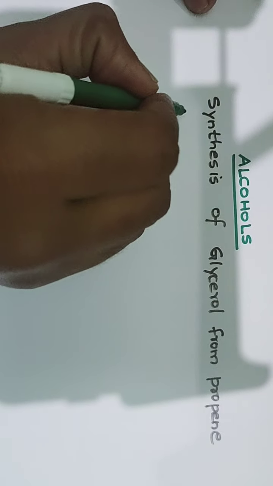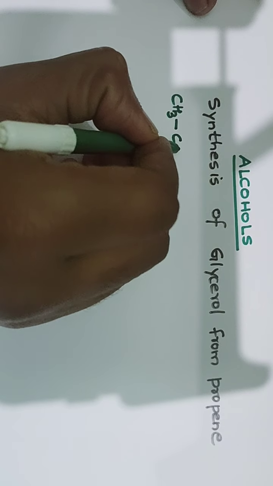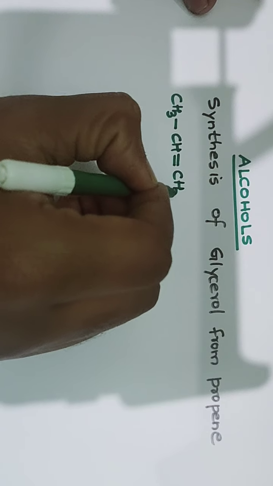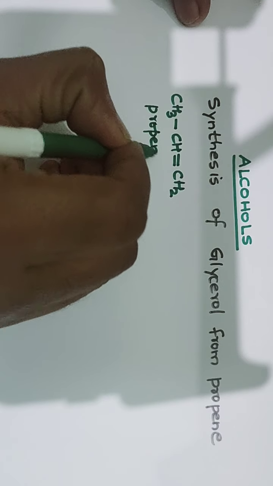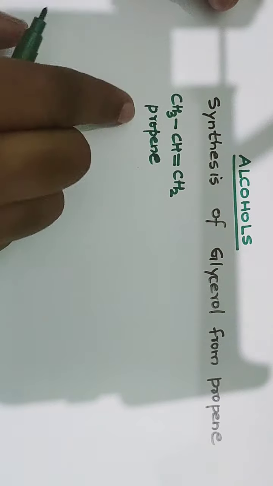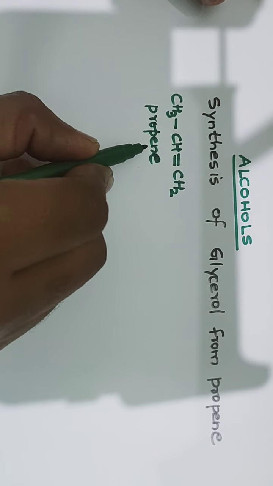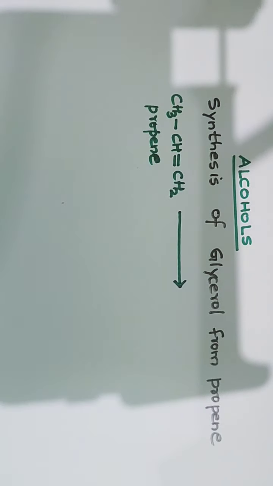Propene is an alkene, CH3 CH double bond CH2. This is propene. So there are three carbon atoms, hence the root word prop. There is a carbon-carbon double bond, hence ene, it is propene. So we need to prepare glycerol from propene.